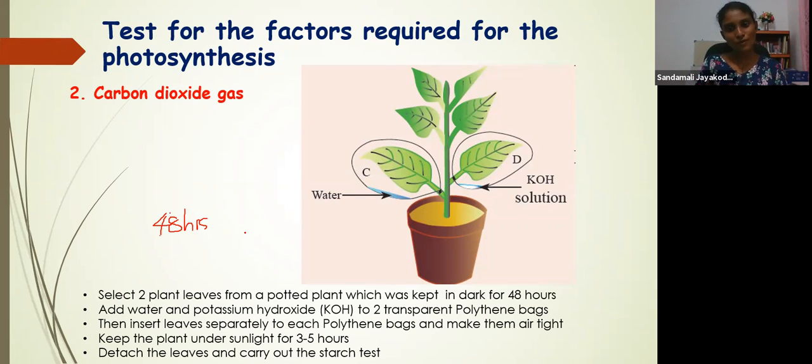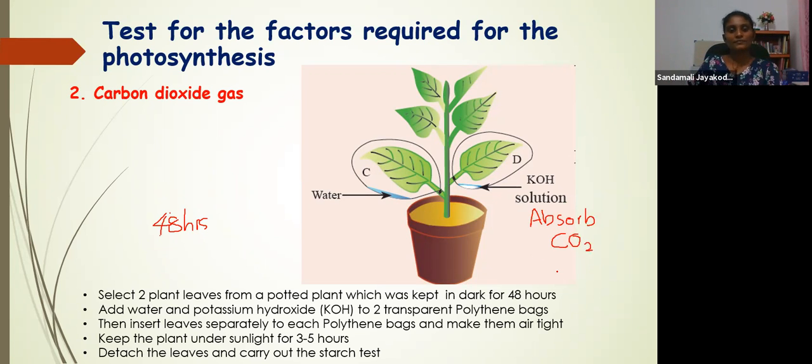We put some water into one and some KOH solution into the other polythene bag. This KOH has a special ability to absorb CO2. That's why we are putting it there. It absorbs carbon dioxide.